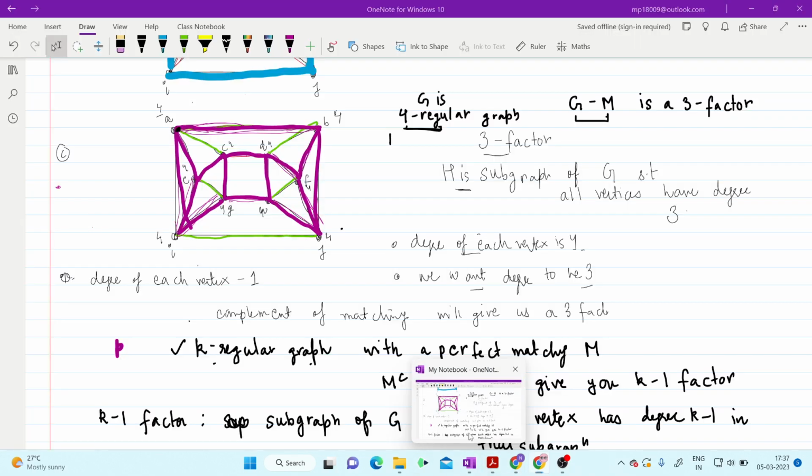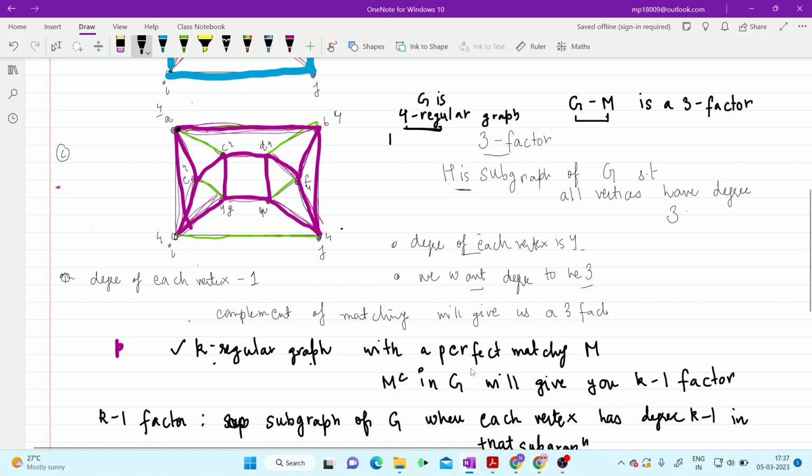This complement is not the complement that we use for graphs. This M complement in G basically means just G minus M. Yeah, G minus M, not M complement. Okay.